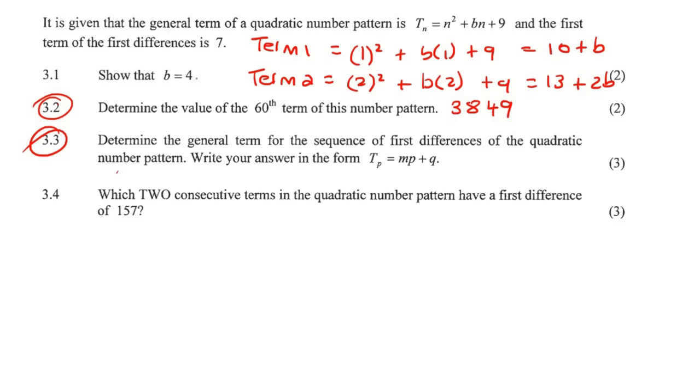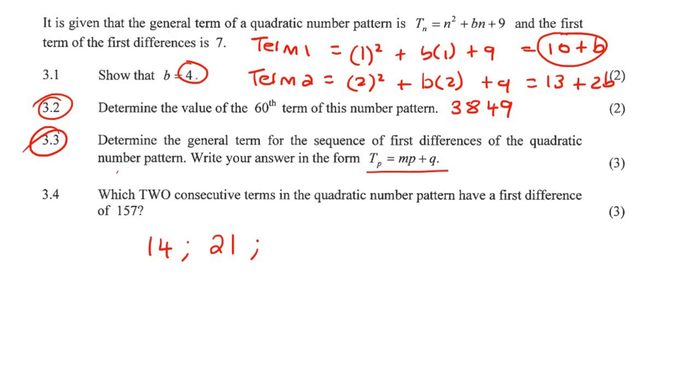This question: determine the general term for the sequence of the first differences. Write your answer in the following form. Okay, so let me show you how this works. So we know that term 1 is 10 plus b, but we know b is 4. So term 1 is 14. Then term 2 is 13 plus 2 times 4, which is 8. So 13 plus 8 is 21.